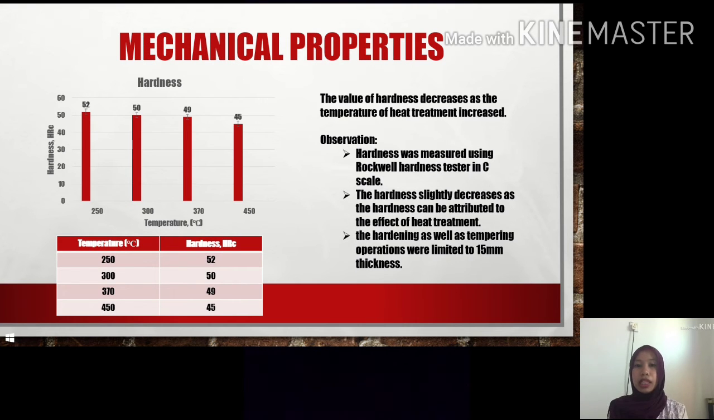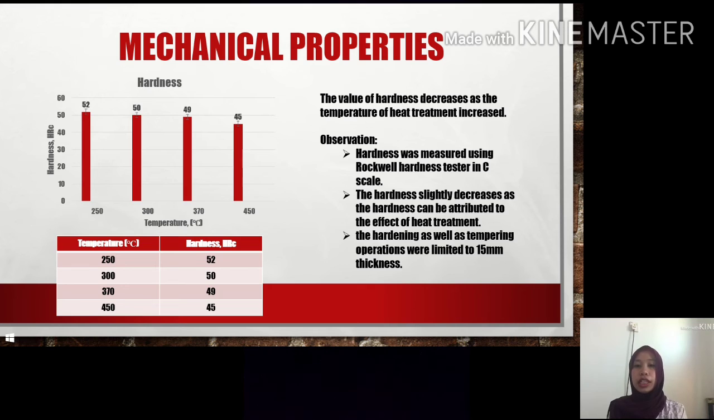For the mechanical properties, I also use the hardness. The value of hardness decreases as the temperature of heat treatment increases. From my observation, the hardness was measured using a Rockwell hardness tester in C scale. The hardness is slightly decreased, which can be attributed to the effect of heat treatment. The hardening as well as tempering operation were limited to 15 millimeter thickness.